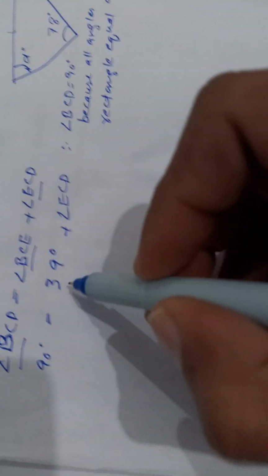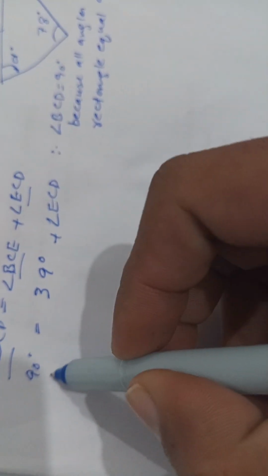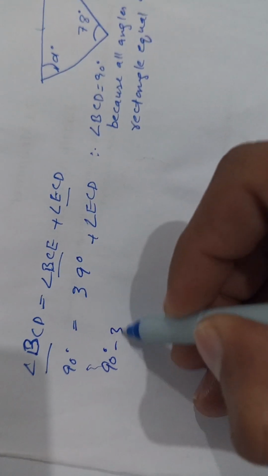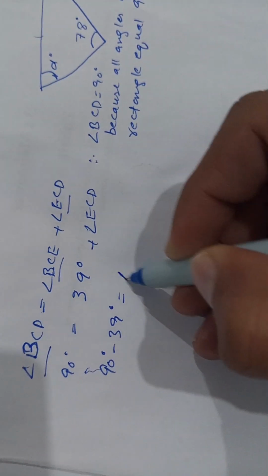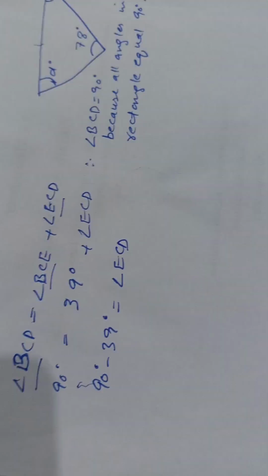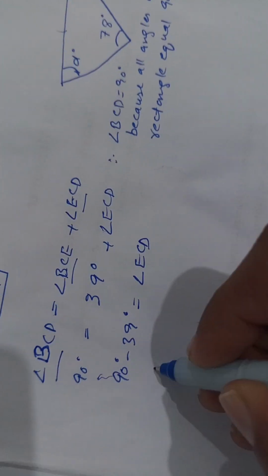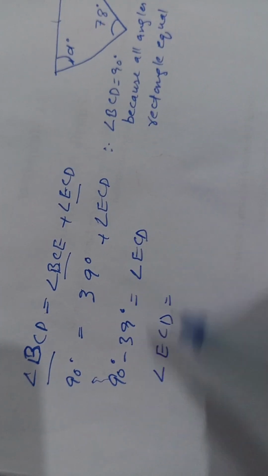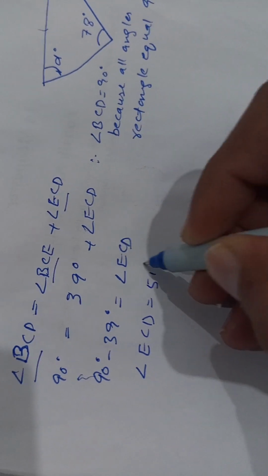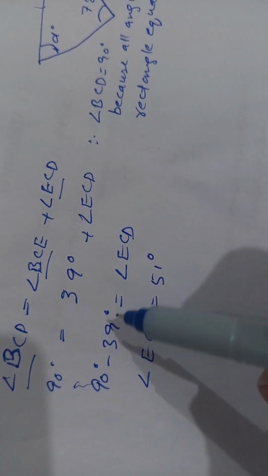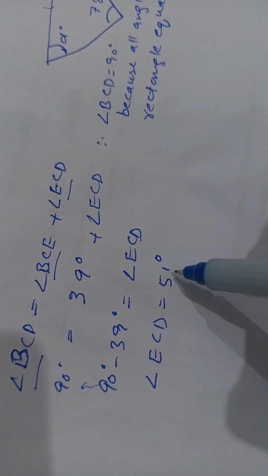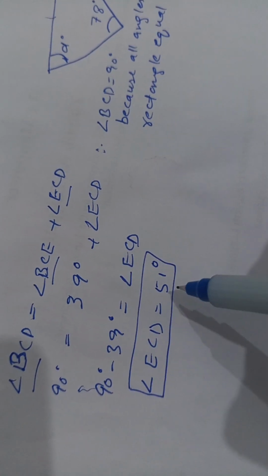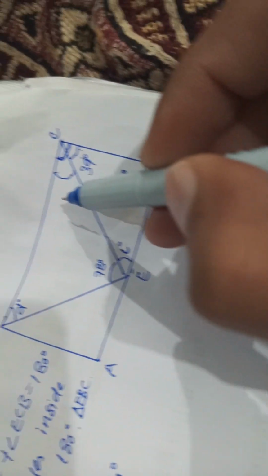So now moving on, this 39 is in positive terms here. If we move it to this side of the equation, it becomes negative. So 90 degrees minus 39 degrees equals angle ECD, right? So what will be the value of ECD? ECD will equal 51 degrees here, right? If we subtract 39 from 90, what we get is 51 degrees. So now we found the value, 51 degrees, right? So I'll write it as 51 degrees.